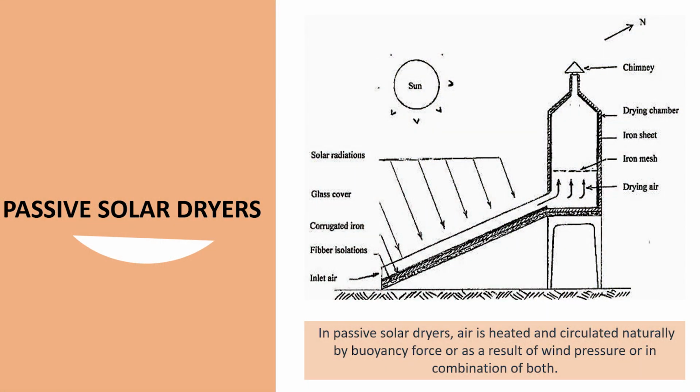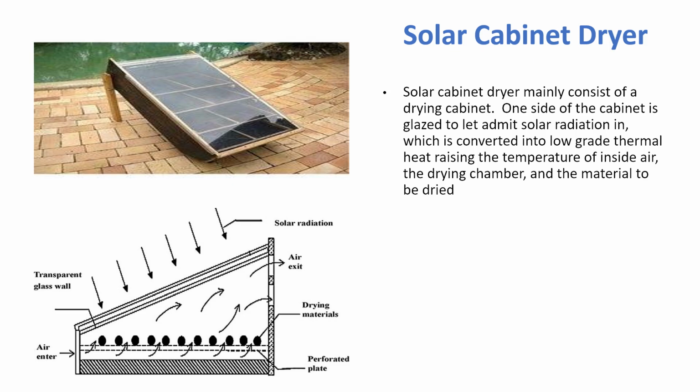The passive solar dryers use natural convection. In passive solar dryers, air is heated and circulated naturally by buoyancy or as a result of wind pressure, or a combination of both. One very important type of passive solar dryer is the solar cabinet dryer, which is being used especially by farmers. The solar cabinet dryer mainly consists of a drying cabinet. One side of the cabinet is glazed, which can easily be seen here in this diagram, to admit solar radiation, which is converted into low grade thermal heat, raising the temperature of the inside air, the drying chamber and the material to be dried.